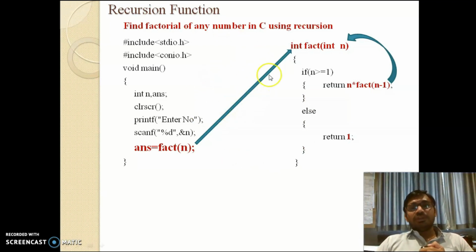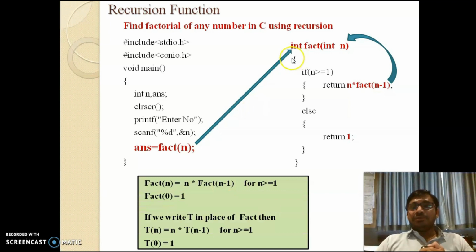For this algorithm, for this program, if you want to write a recurrence equation, then we can write like this. Our name of the function is fact. So fact of n, in that we are passing n as the argument. So fact of n is equal to n into fact n minus 1 if the value of n is greater than or equal to 1. So we can write fact of n is equal to n into fact n minus 1 for every value of n which is greater than or equal to 1.